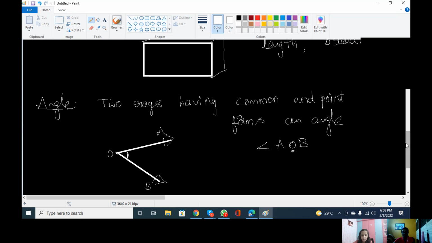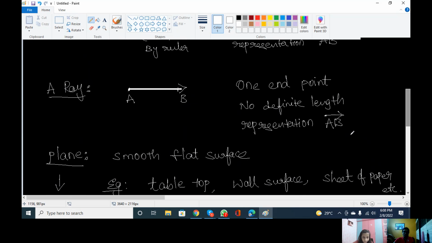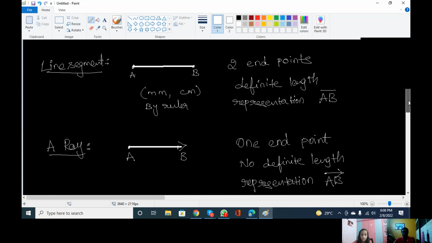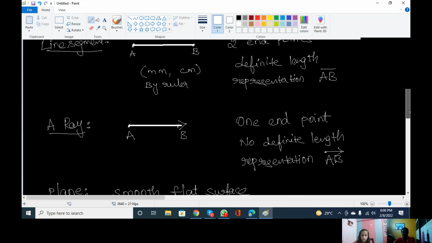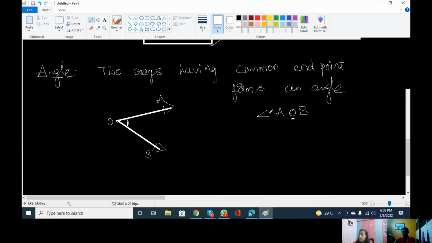So if we see here, ray AB is represented like this. Line segment AB is represented like this. In the same way, we can represent angle as this is the symbol, angle AOB. And sometimes we can represent it like this also. You can find in your textbooks like this also, on top of this.